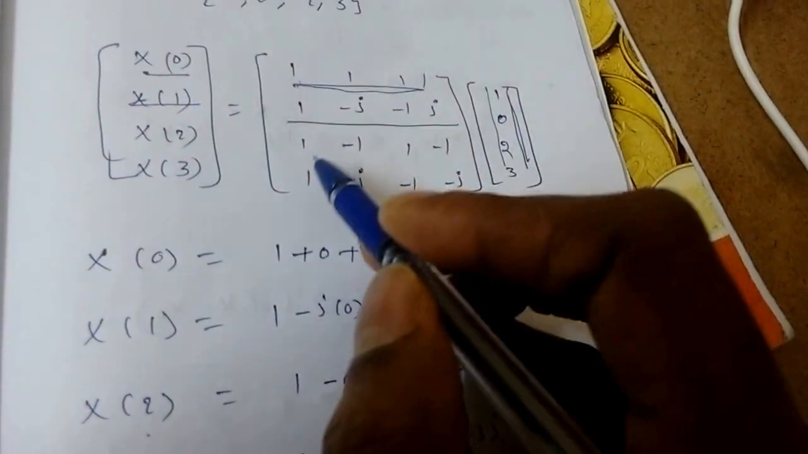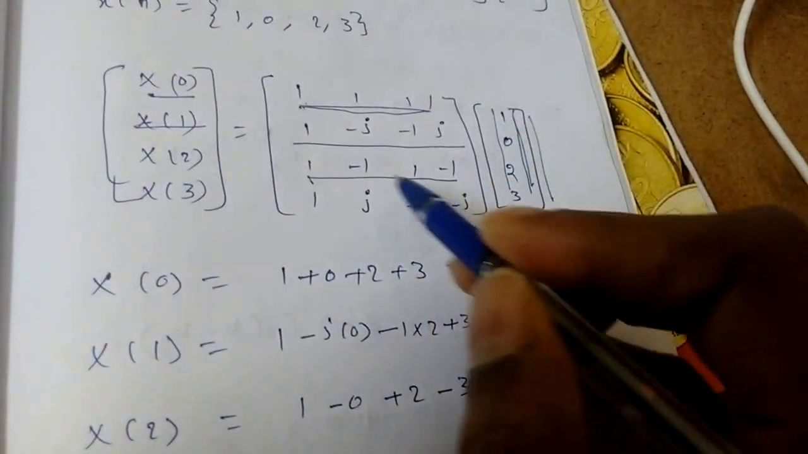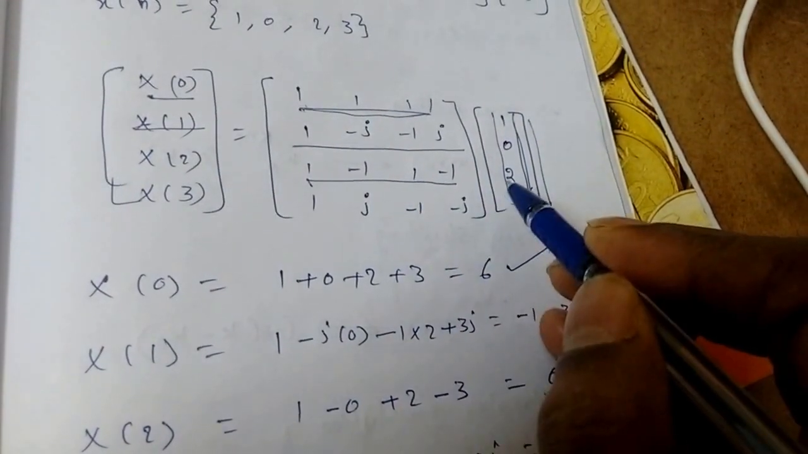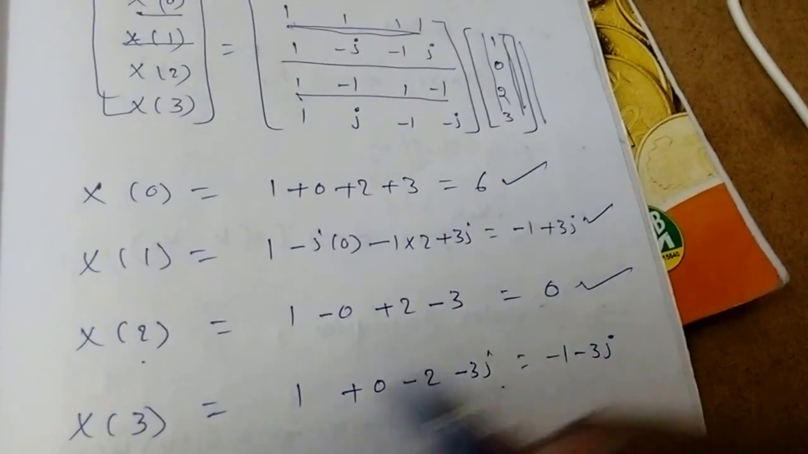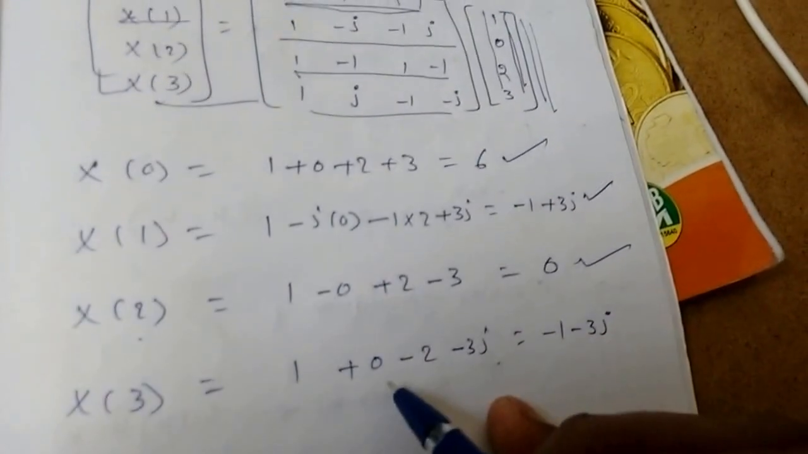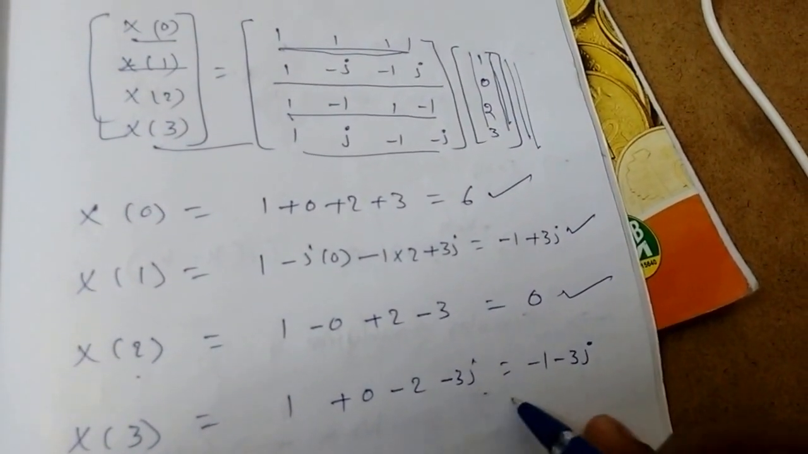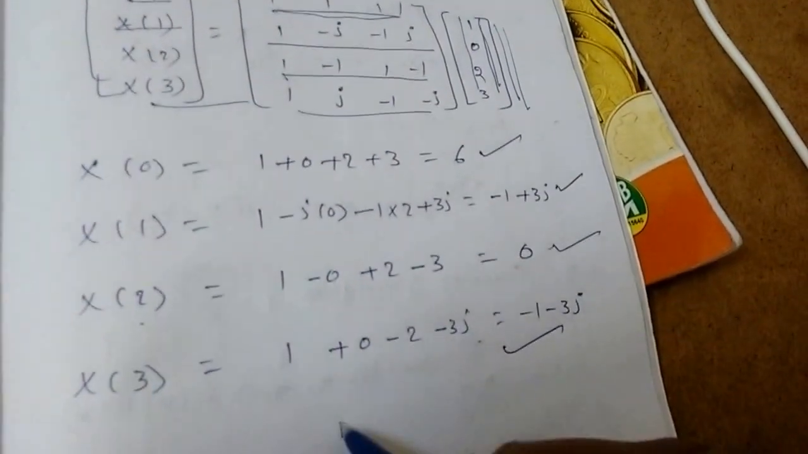Next x of 2, so this row and this column, so 1 into 1, minus 1 into 0, plus 1 into 2, minus 1 into 3, you will get 0. Next the last one, x of 3, this row, this column, so 1 into 1, plus j into 0, minus 1 into 2, minus j into 3. So this is the DFT.